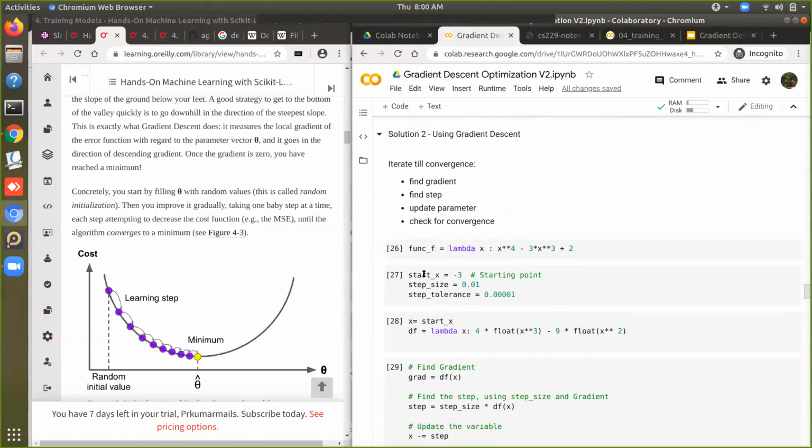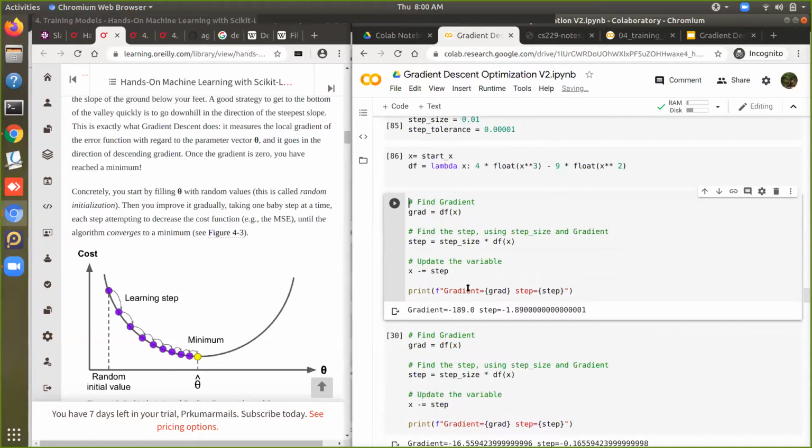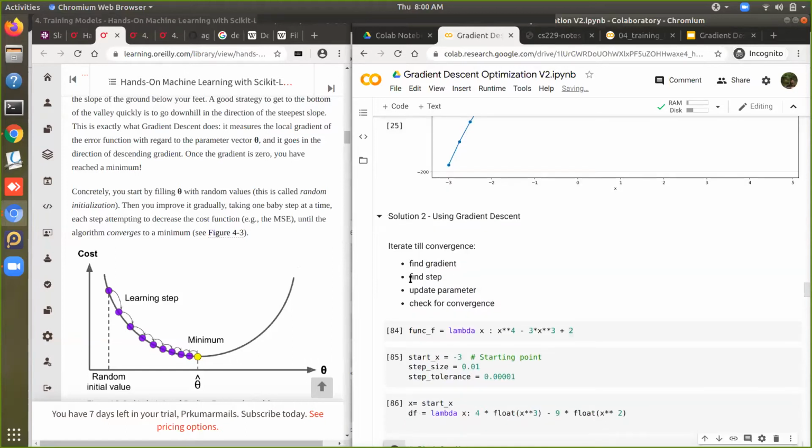Okay, so we will randomly initialize with some starting value. Then the learning rate will be 0.01 here. This is the step size. Then we should know the derivative. For this function, I know this is the derivative: 4x cube minus 9 into x square. I have written it here. Then just for one iteration I am manually doing it: finding the gradient, find the steps, then update the parameter, then check for convergence.